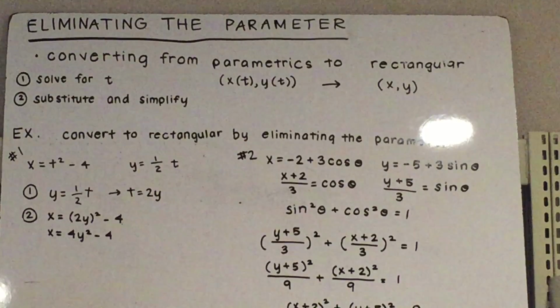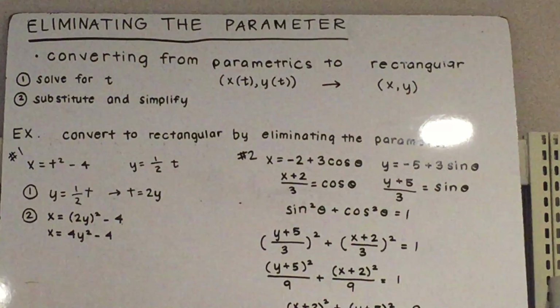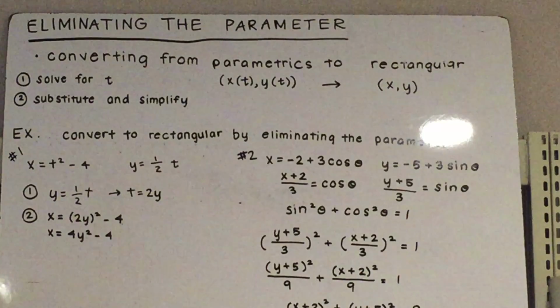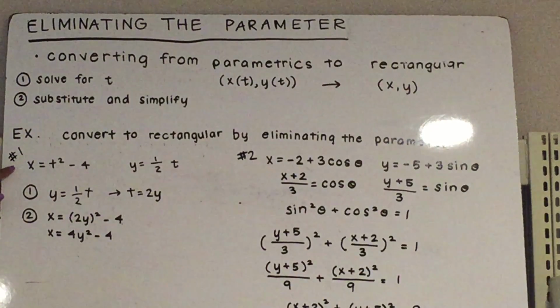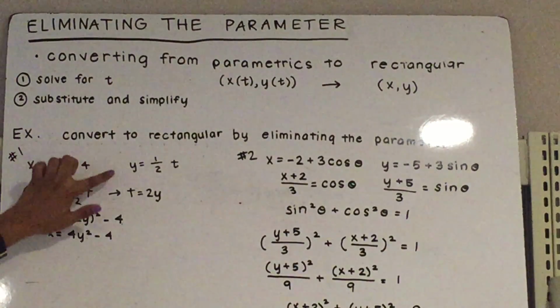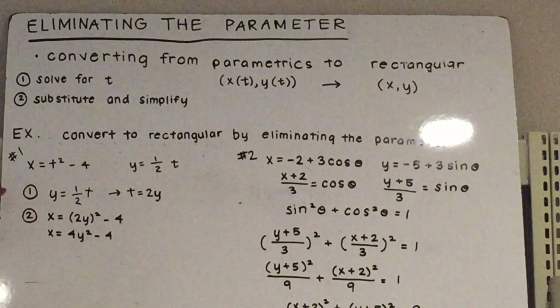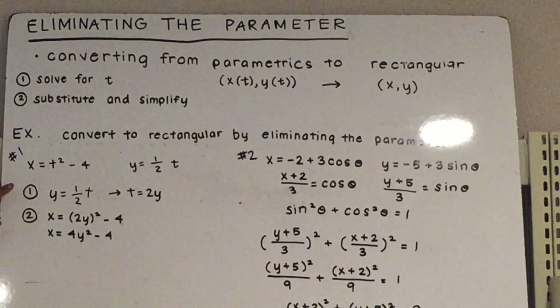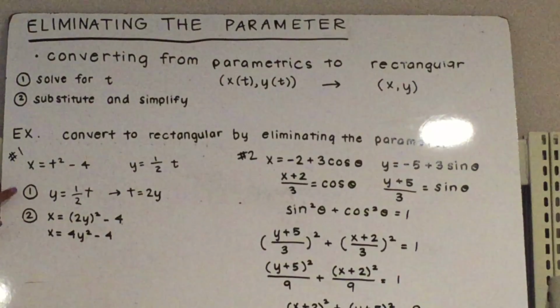So I wrote out the directions for both examples here, and it says convert to rectangular form by eliminating the parameter. And so in this case, it'd be t, but in this case, it's theta, but we'll get to that later. The first one, I've given you two equations, x equals t squared minus 4 and y equals 1/2 t. The first step you want to do is you want to solve for t, and I chose to solve for t in the y equation.